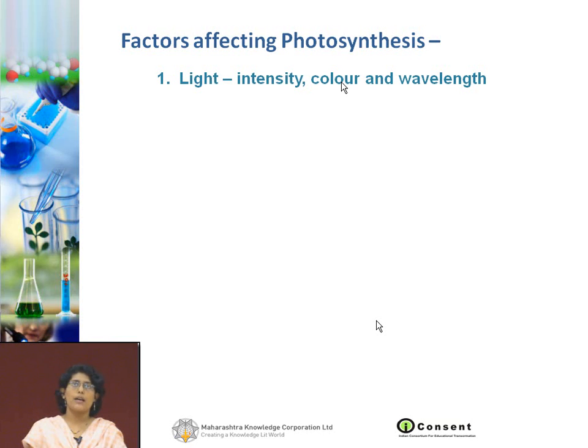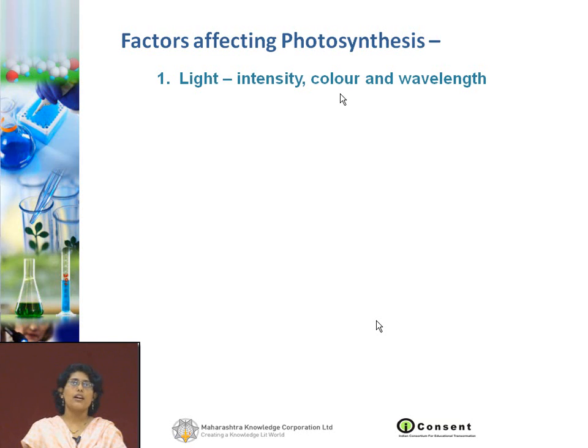Generally, plants absorb the visible range of light, that is 400 nanometers to 700 nanometers. You know that visible light has 7 colors, that is violet, indigo, blue, green, yellow, orange and red. Out of these, the chlorophyll pigment has maximum absorption capacity for red and blue light. That is, when red and blue light are present, the rate of photosynthesis will be maximum.